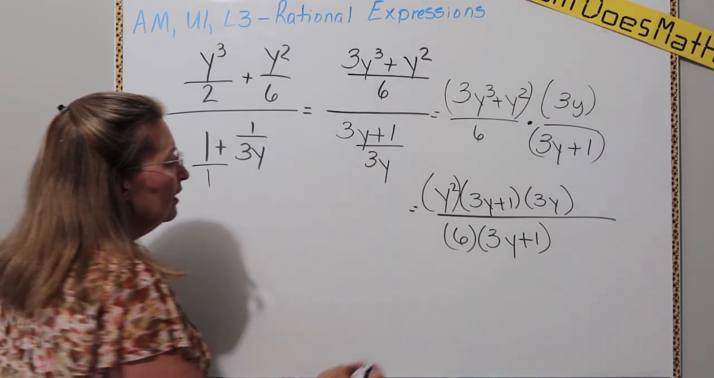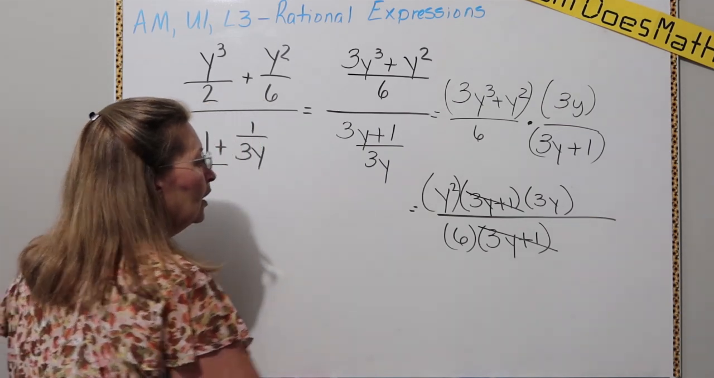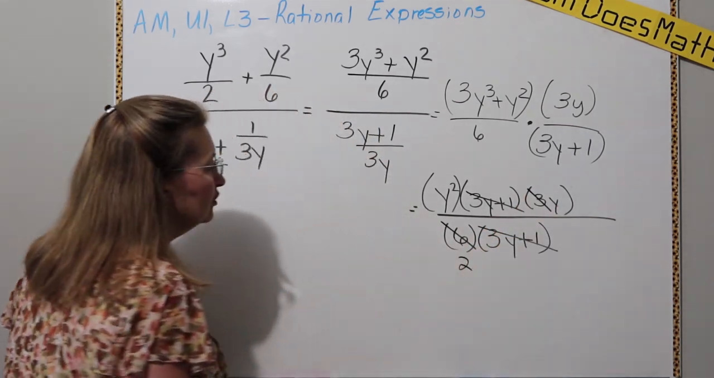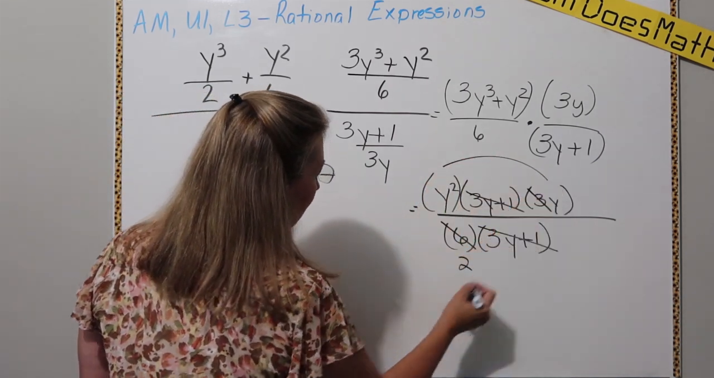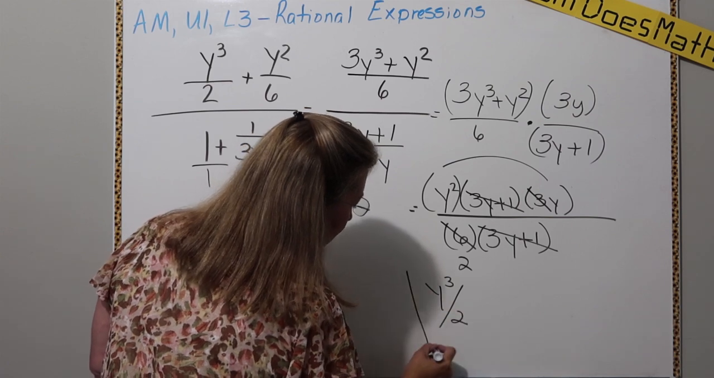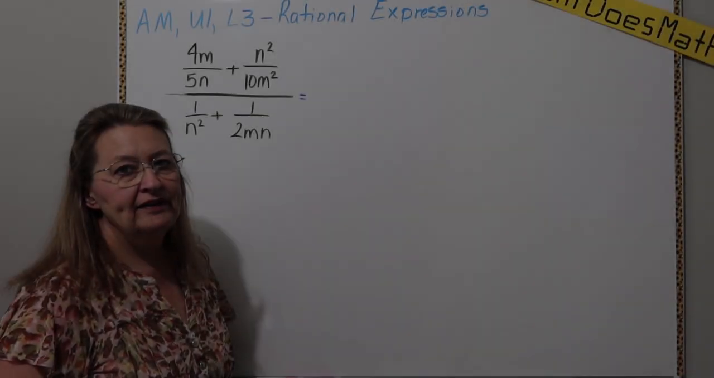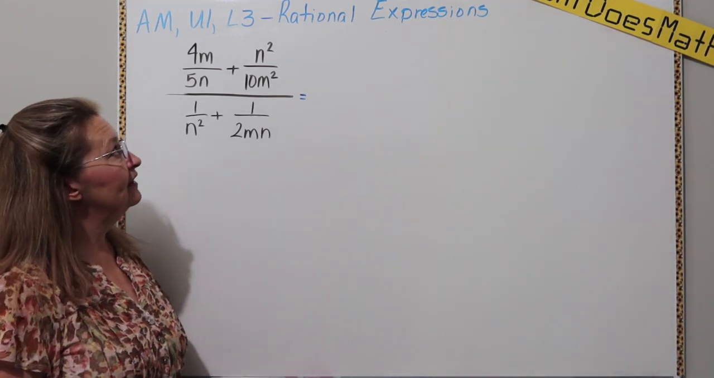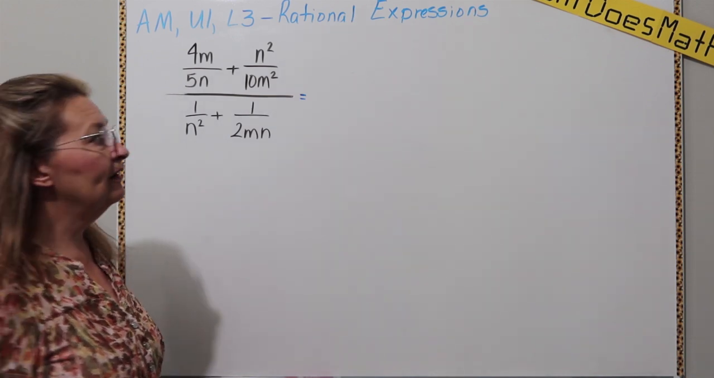All right? This reduces with this. 3 will go into 6 and leave 2 left over. So what do we have? Y squared times y gives you y to the third over 2. And that is the final answer. All right, this is number 15, our last complex fraction and our last example for lesson 3. So let's knock it out.